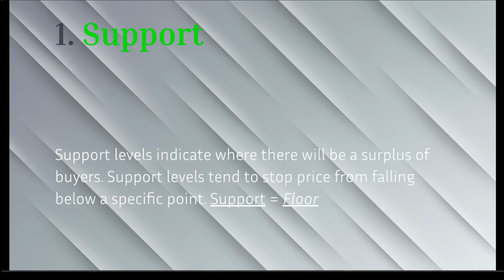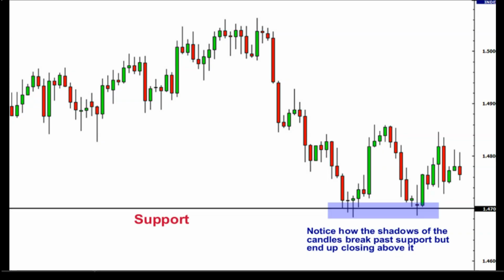So number one, support. Support levels indicate where there will be a surplus of buyers. Support levels tend to stop price from falling below a specific point. So support equals the floor. So every time you hear support, you think of the floor because that's the bottom. And let's look at a support.